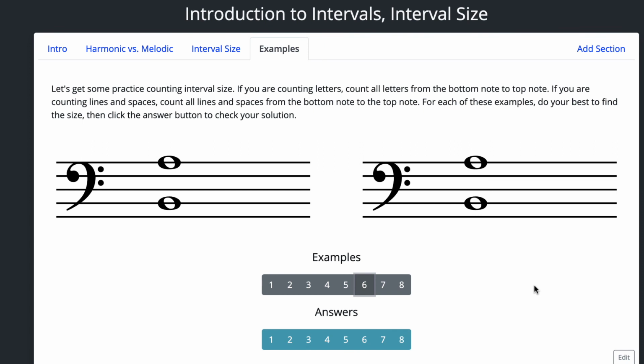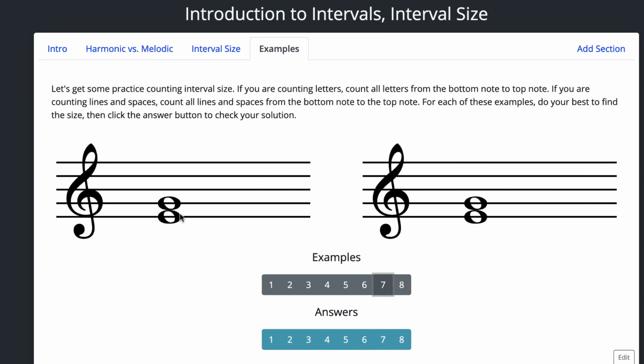Number 6. Okay, maybe pause again, give this one a shot, pick your preferred method, and then let's see what we get. All right, so we have a total of 7 letters involved. So from here to here, we have the start letter, top letter, and all the letters in between, or we count lines and spaces. 1, 2, 3, 4, 5, 6, 7.